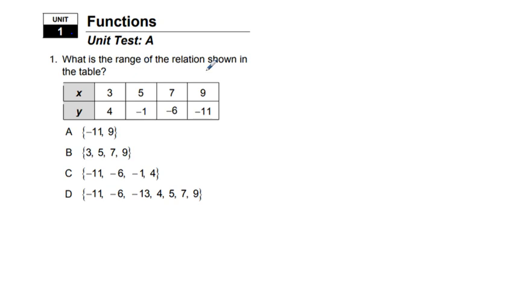Problem 1, what is the range of the relation shown in the table? This has to do, in part, with understanding the distinction between domain and range, which we're going to use throughout this test. Range would be the y values if you look at the xy coordinate plane. So we're looking at these values here. And we have these set notations for all these values, and our correct answer can be none other than C.